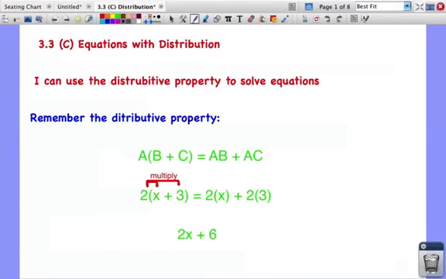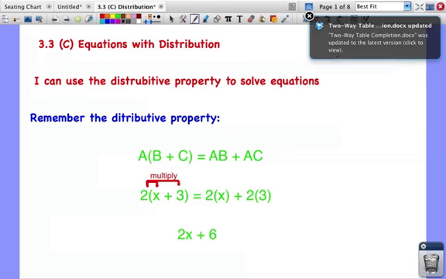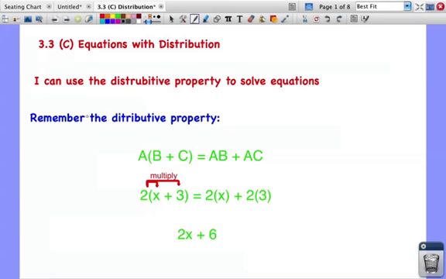Hello everybody, and this is video C for lesson 3.3, and we're going to be solving equations with the distributive property. Okay, so that's what our I can statement says right here. It just says I can solve equations using the distributive property. Okay, so now let's just real quick do a recap of the distributive property, make sure we remember it.